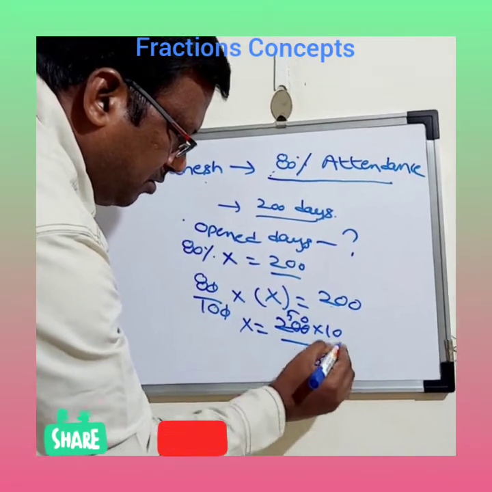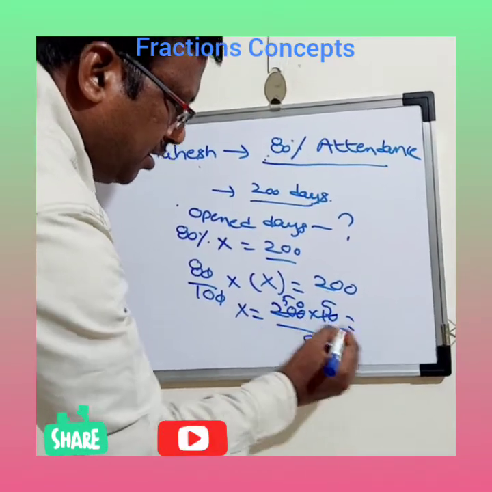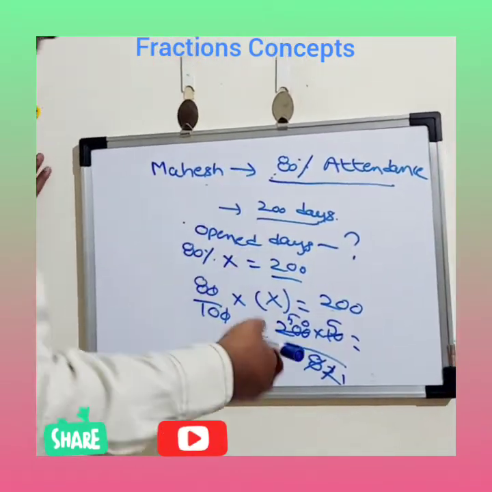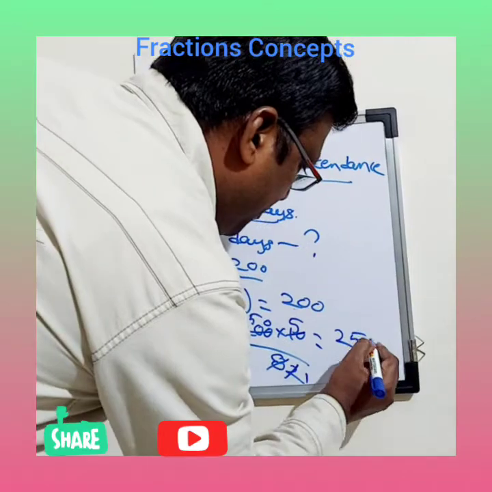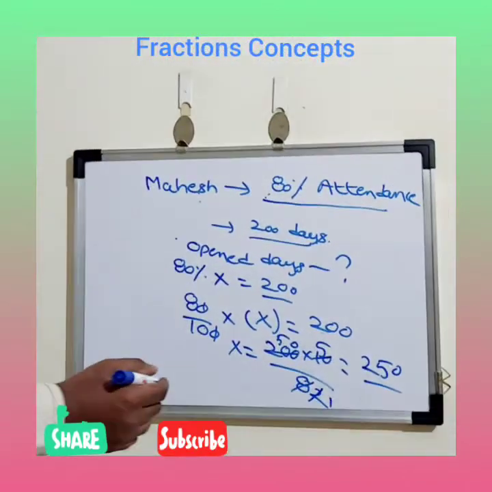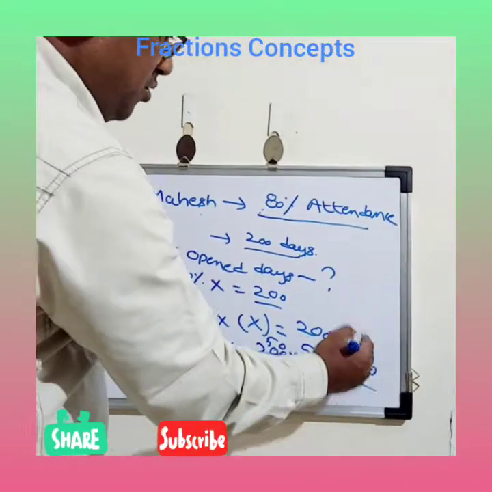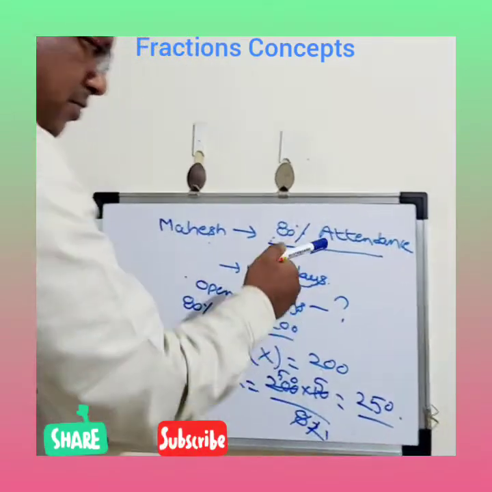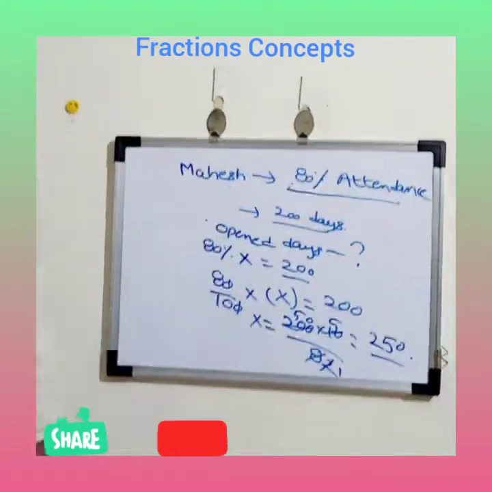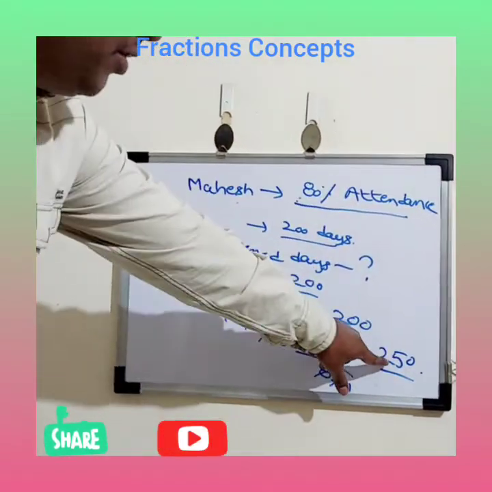2 1s are 2, 2 5s are 10, 5 5s are 25, so the total number of college days it is open is 250 days. This is the answer. Now we can validate whether our answer is correct or not, because 80% of 250 should be 200.